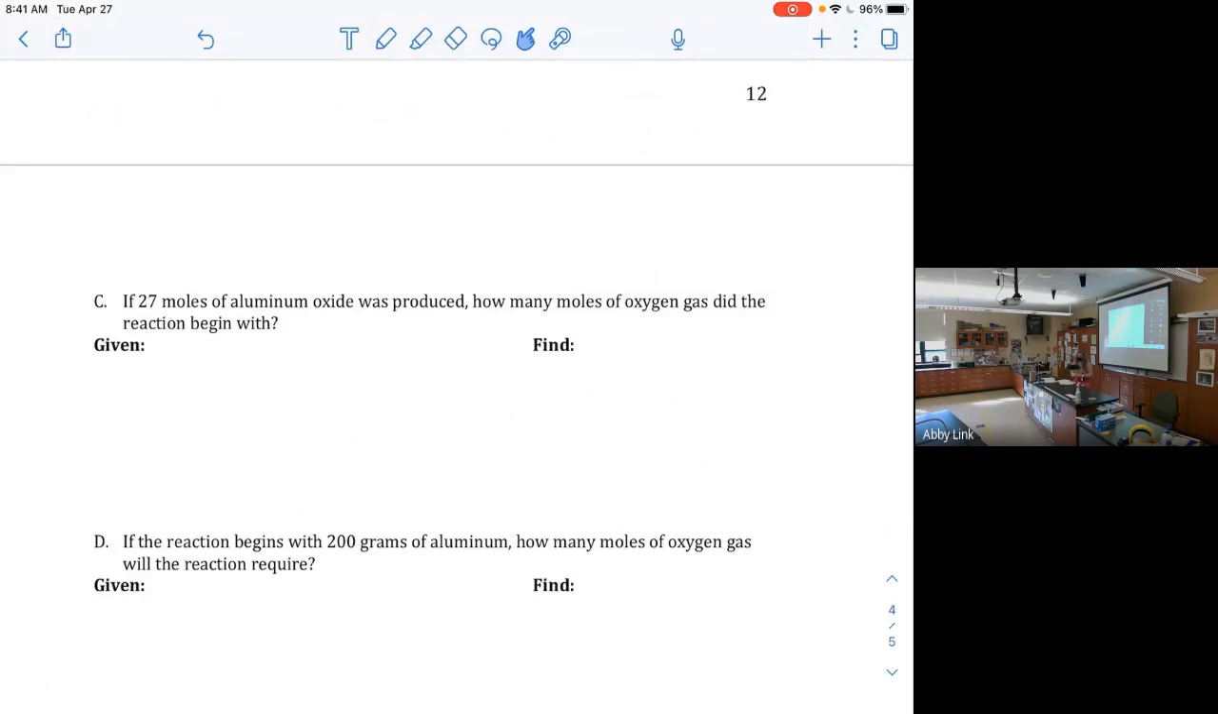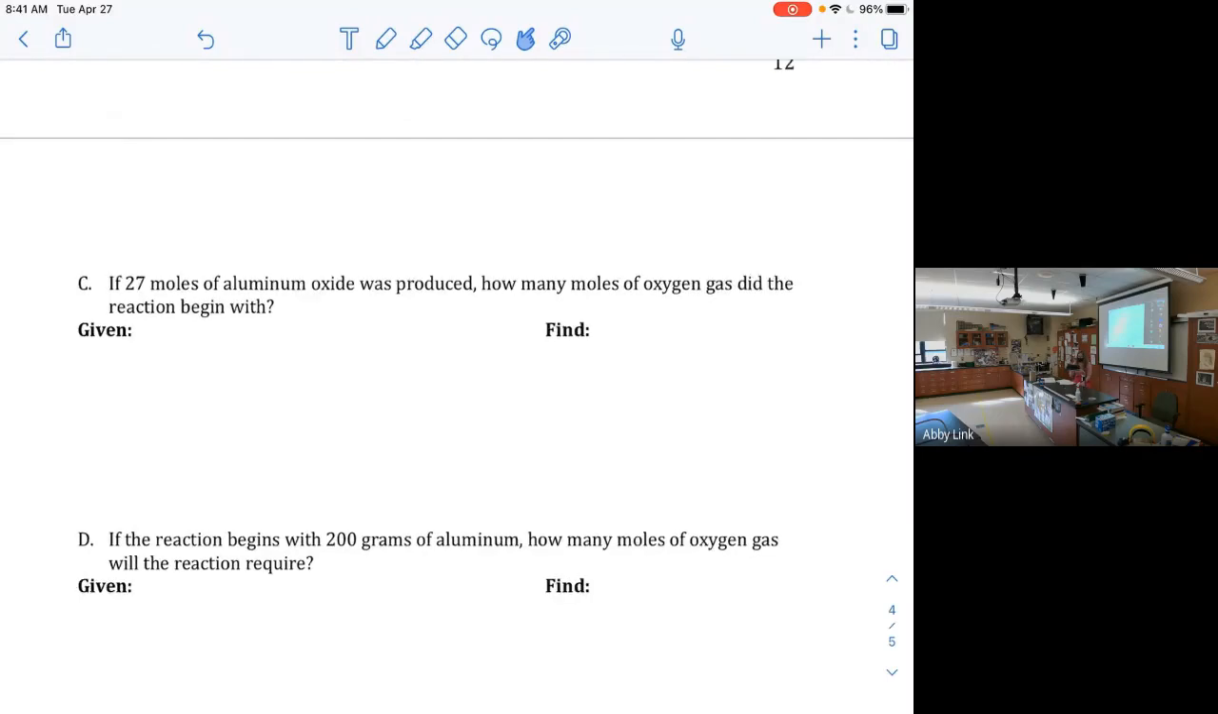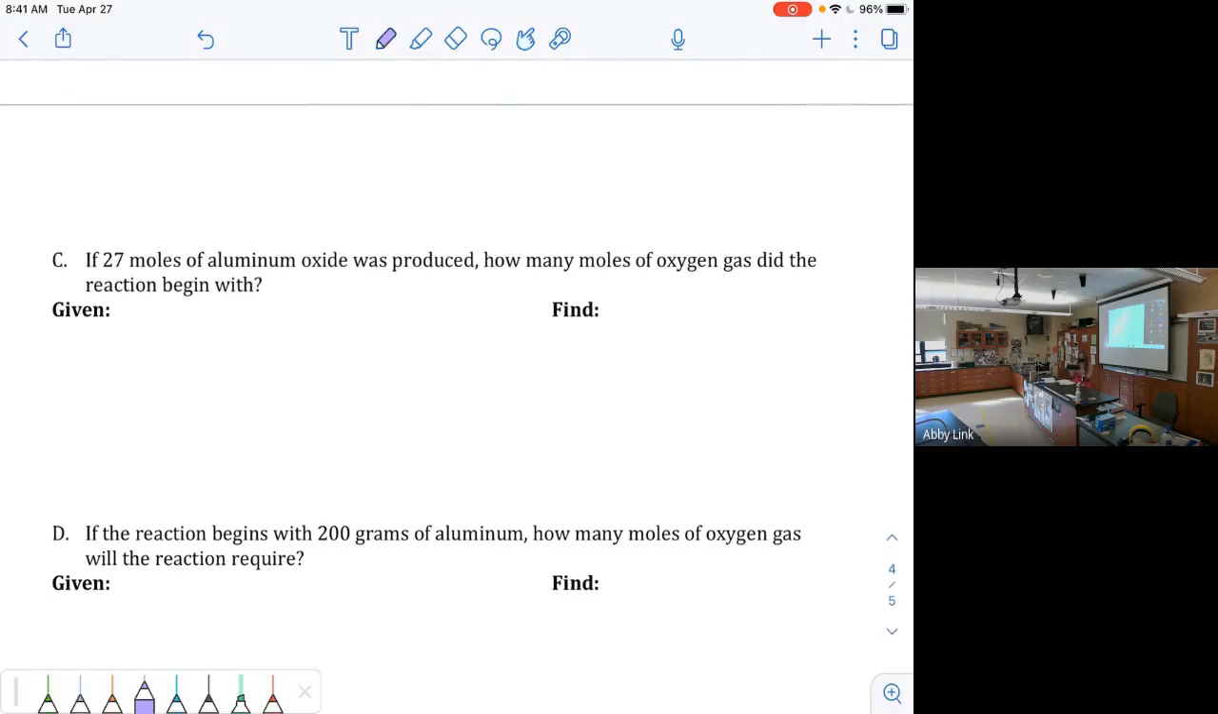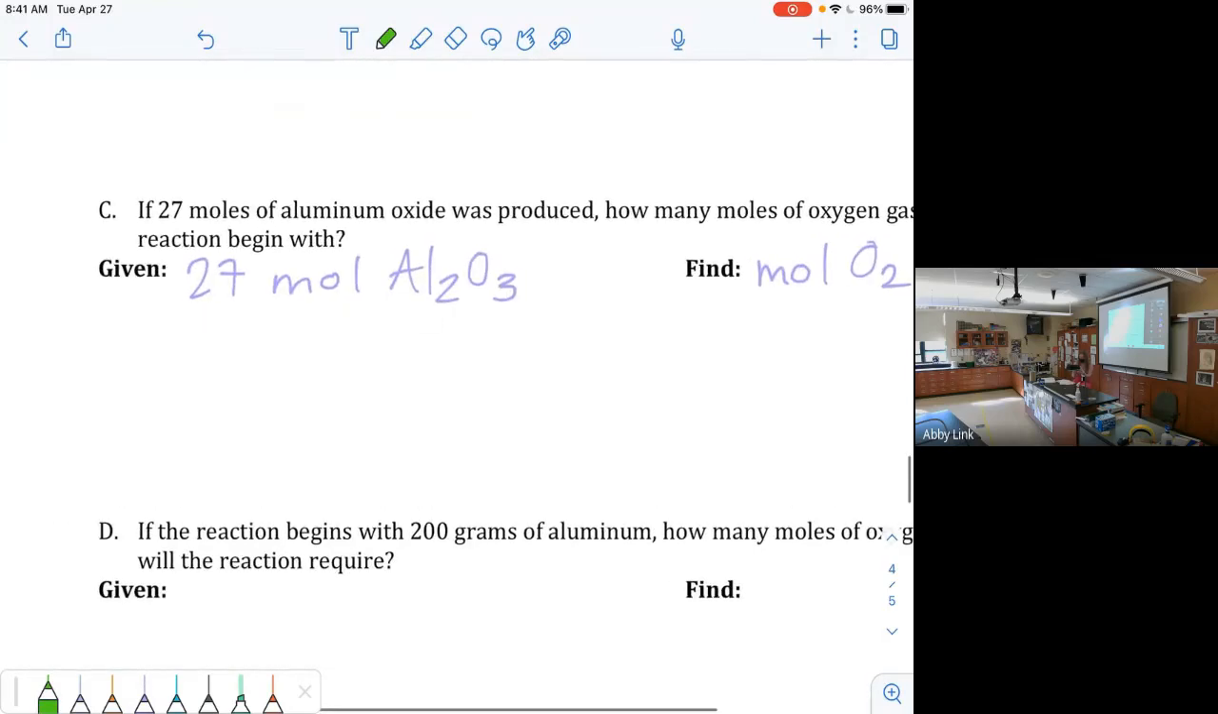All right. So you know what? Let's go ahead and just finish off this question, only because I want to show you letter D. We can't leave out letter C. All right. So this one starts us with 27 moles of the aluminum oxide, the Al2O3. How many moles of oxygen gas did the reaction begin with? So we're looking for moles of O2. It's going to be the same process, guys. It's just different units, right?